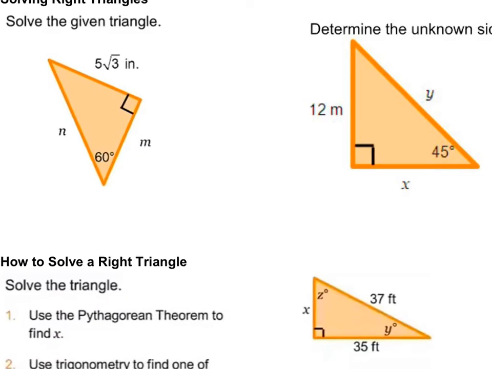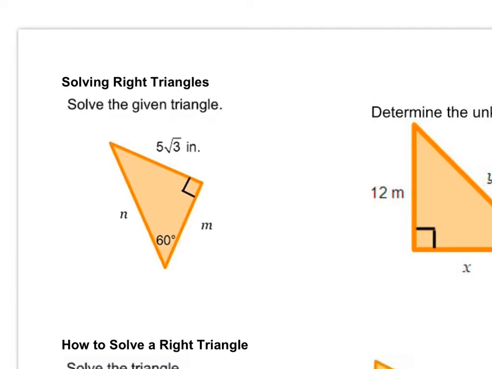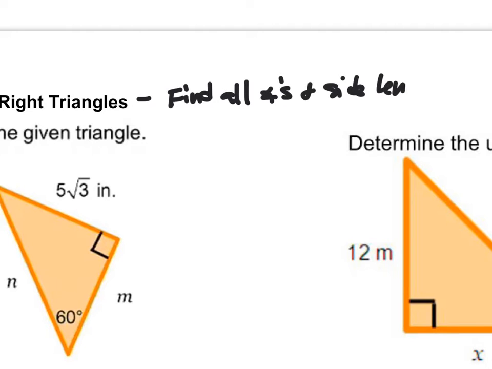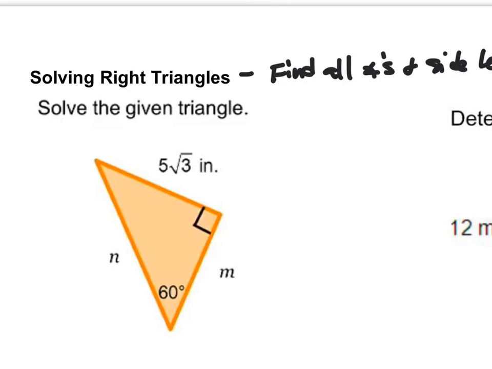Okay, so we've got a couple, and we want to solve right triangles. By solving right triangles, we want to find all the angles and side lengths. So we want to find all angle measures and side lengths. That's what it means to solve a right triangle. Okay, and so what I want to do here is, I have this triangle here. I know this is a 90-degree angle. I know this is a 60-degree angle.